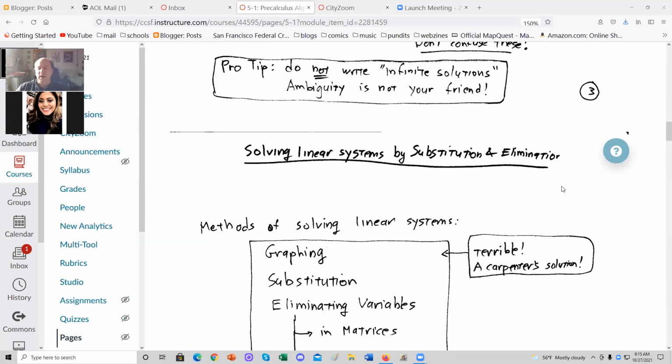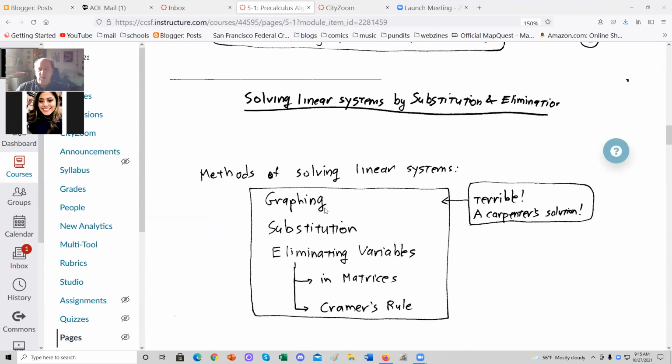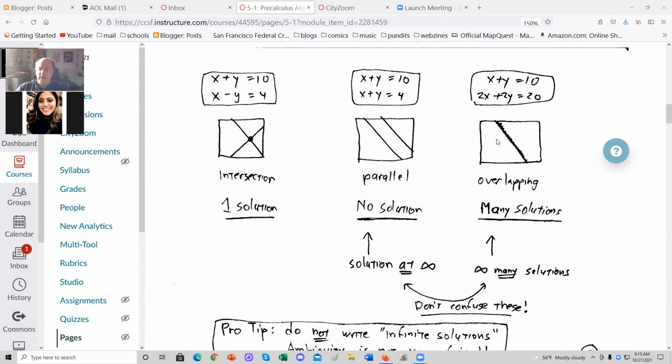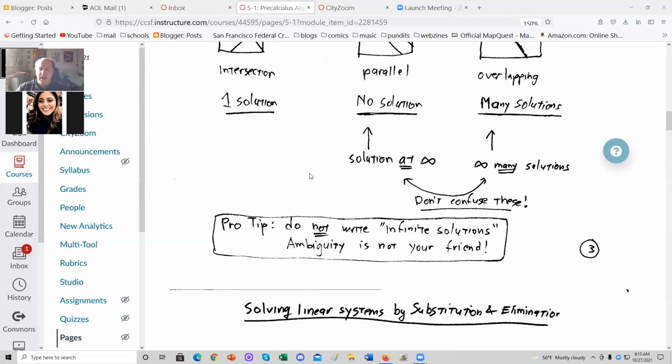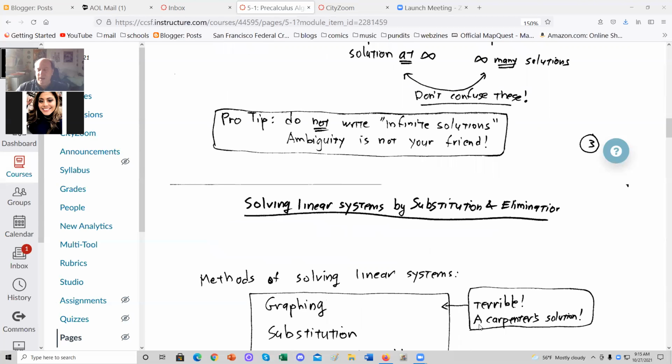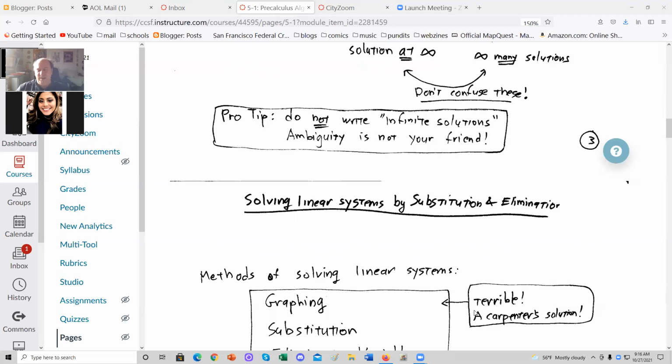Now, there are methods to solve linear systems. There's graphing, where you just draw the lines and see if they meet or not. And it's a terrible method. It's a carpenter's solution. The accuracy of the solution is limited by the width of your pen and the grain of the wood on the table you're drawing on. And oh no, please don't do that.